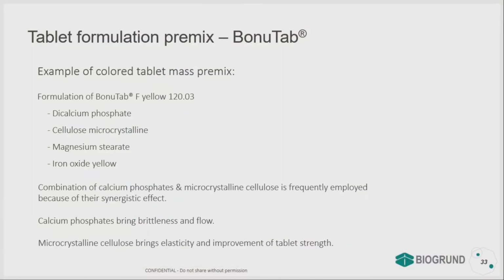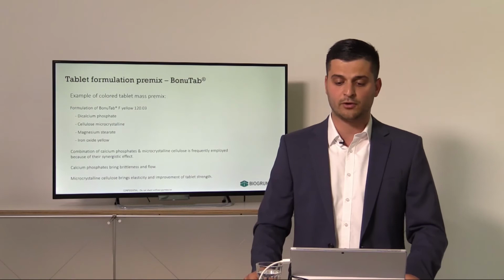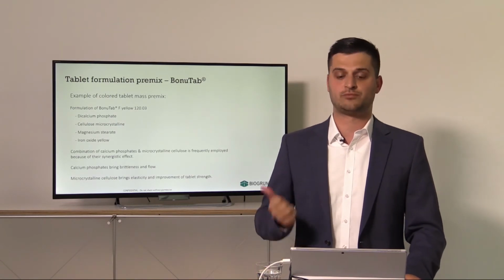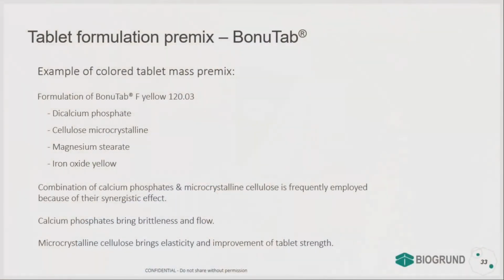Here we have an example of a colored Bonutab formulation, for instance, with dicalcium phosphate, microcrystalline cellulose, magnesium stearate, and to give it the yellow color, the iron oxide. The combination of dicalcium phosphate and microcrystalline cellulose is frequently employed because of their synergistic effect. Decaphos brings brittleness and flow. MCC brings elasticity and improvement of the tablet strength.